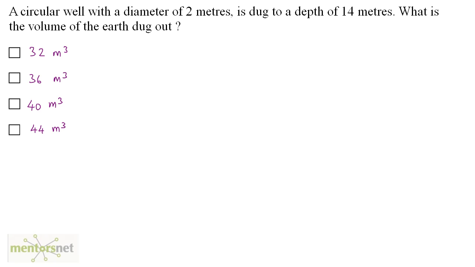A circular well with a diameter of 2 meters is dug to a depth of 14 meters. What is the volume of the earth dug out?